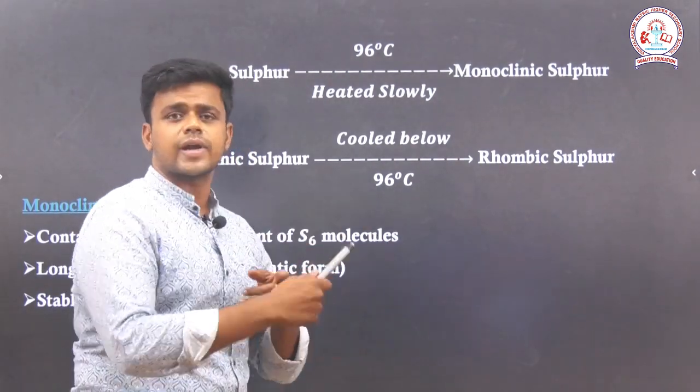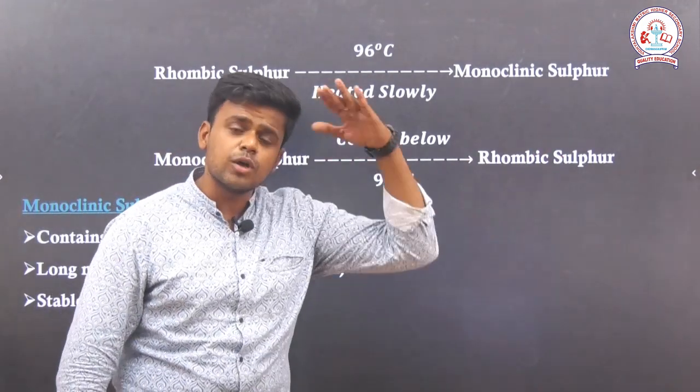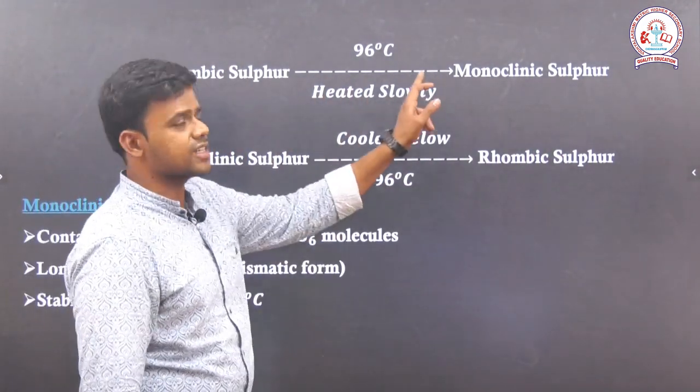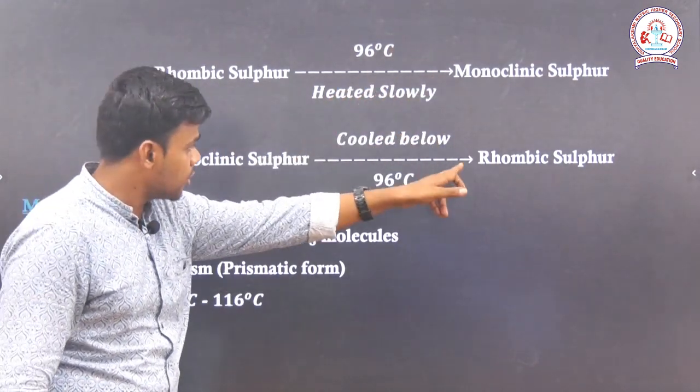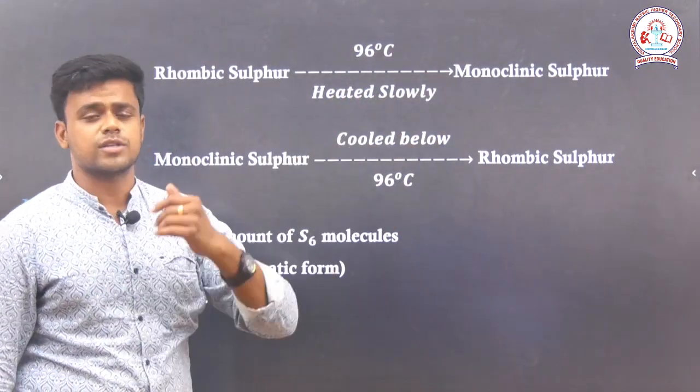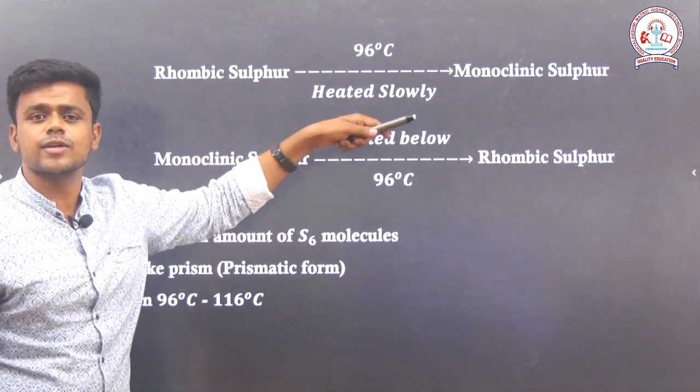How do you do the reverse one? The monoclinic sulfur can be converted into rhombic sulfur if you cool it below 96 degrees. So, above 96 degrees Celsius, rhombic will be converted into monoclinic. Below 96 degrees Celsius, monoclinic will be converted into rhombic. Here the monoclinic preparation is already given, need not do it again.